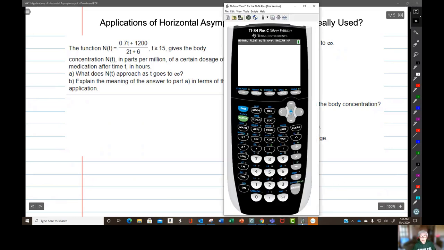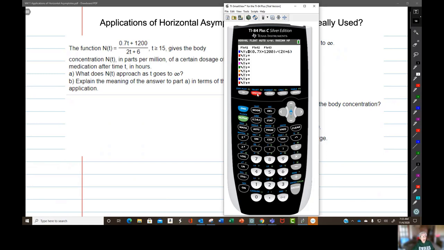Okay, so I'm going to get the calculator here, and I'm going to go to y equals, and I'm going to graph this, being very, very careful to put parentheses around the top and parentheses around the bottom, or you'll get entirely the wrong look. It won't give you any good information. It'll give you a lot of bad information. So parentheses 0.7, instead of t, I'll use x plus 1200. That way I don't have to change it to t, although I could, but I don't want to. Divided by parentheses 2x plus 6.